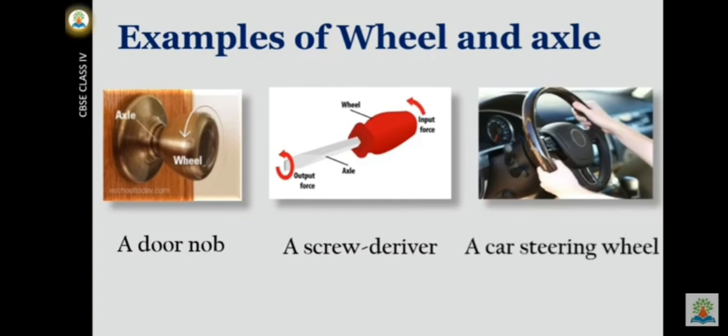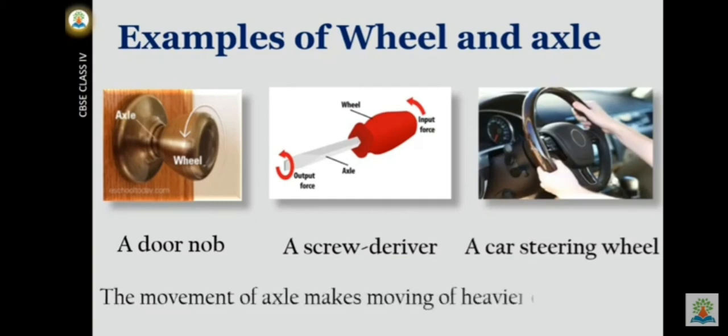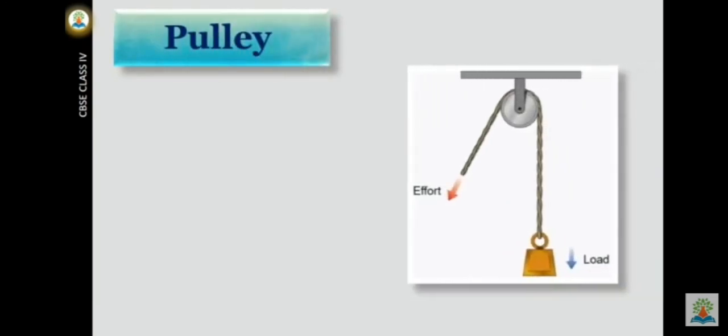And the examples of this are door knob, screwdriver, car steering wheel, and the movement of the axle makes moving of heavier objects easier with the help of axle and wheel. जैसे बेटा एक्सल मूव करेंगे तो मीन्स रॉड को मूव करेंगे तो व्हील्स भी साथ में टर्न होंगे और वो will help us to move the things from one place to another.